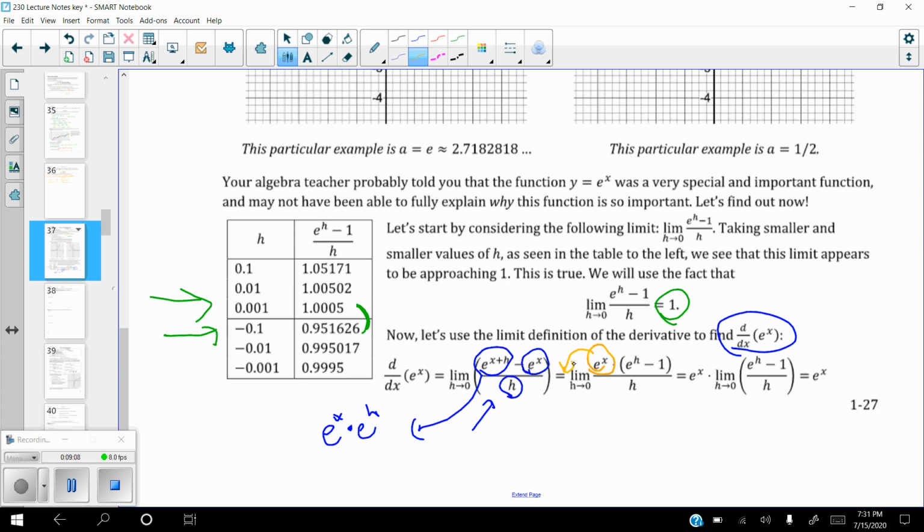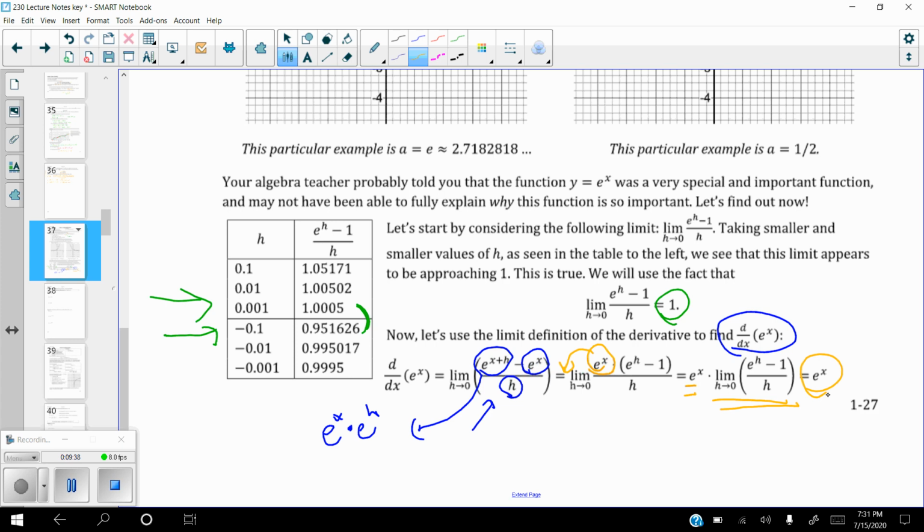And you might think to yourself, wait a minute, that's a function, it's not a constant. But look at the variable. The limit is being evaluated with the variable h. The e to the x part has nothing to do with h, so it can be taken out to the front. When we take e to the x out to the front, what we get left is this limit that we've already decided was 1. So ultimately what we get is e to the x times 1, which is just e to the x.